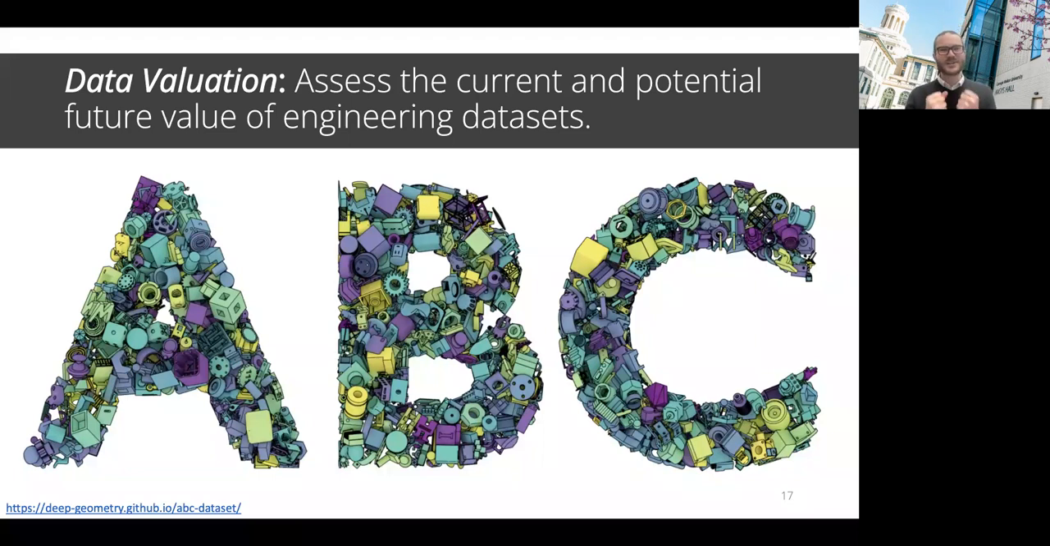Now that we've captured our engineering and manufacturing data and we're planning great things with it, we need to figure out what the value of this data actually is, right? So the second principle is to assess the current and potential future value of engineering data sets. And the current versus potential future value can be drastically different.